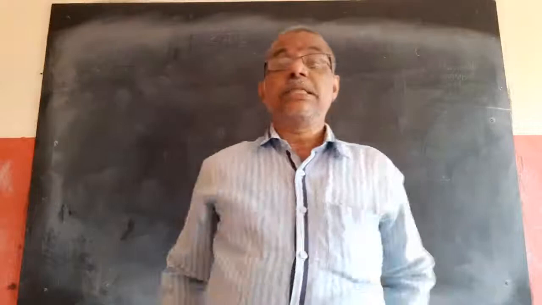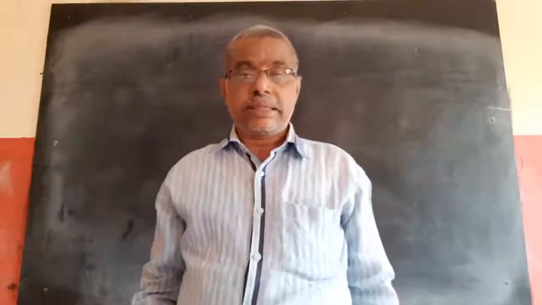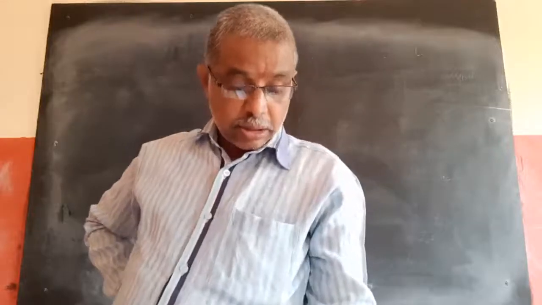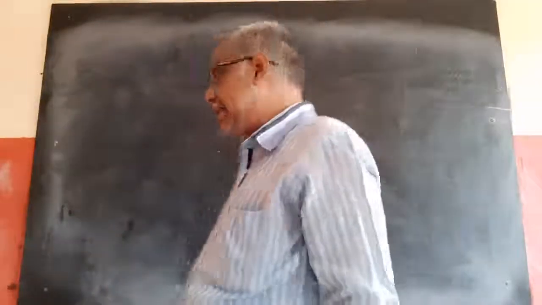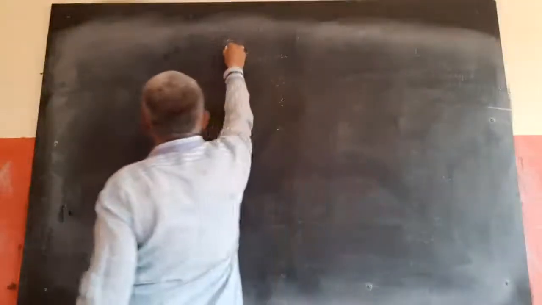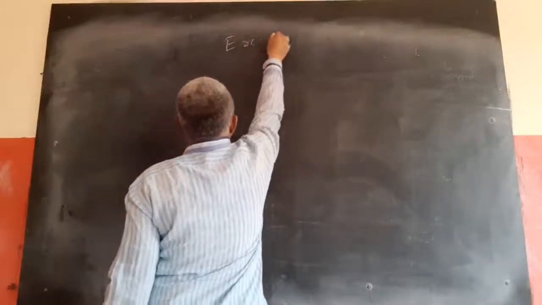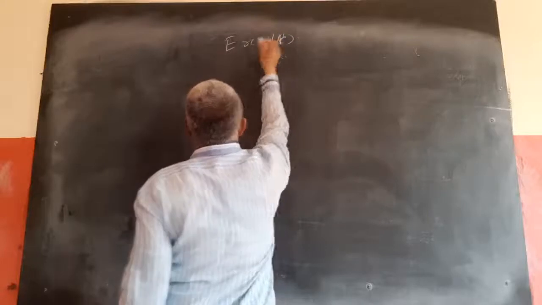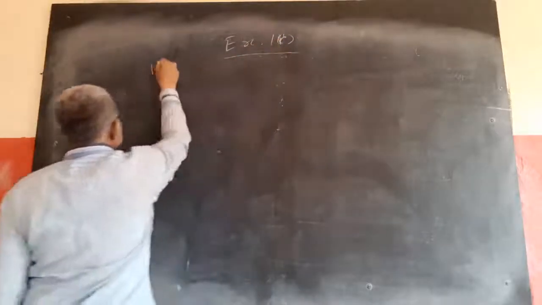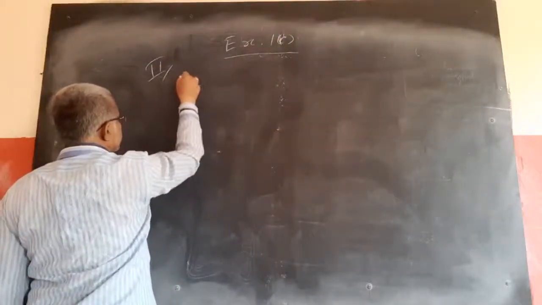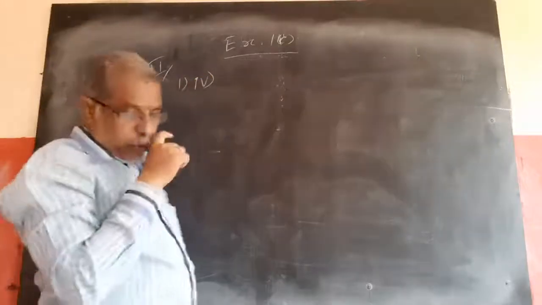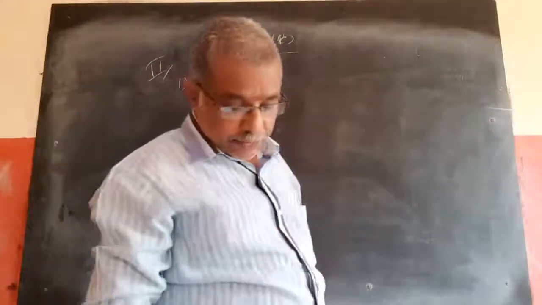We are doing functions. Last exercise, Exercise 1C, second Roman. First sum, fourth bit we need to do. We did up to the third sum. Fourth bit: find the domain of the following functions.